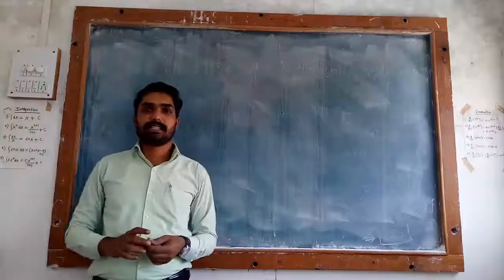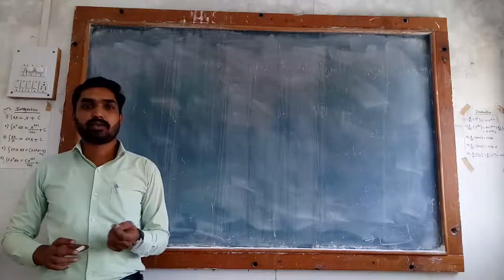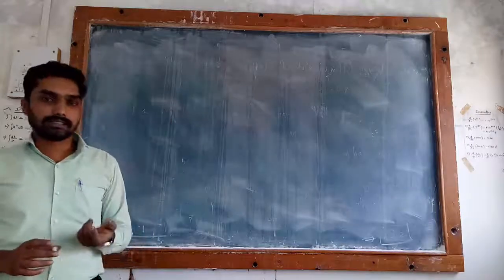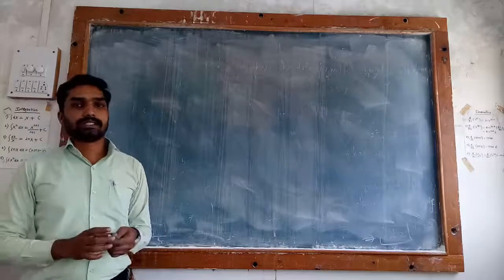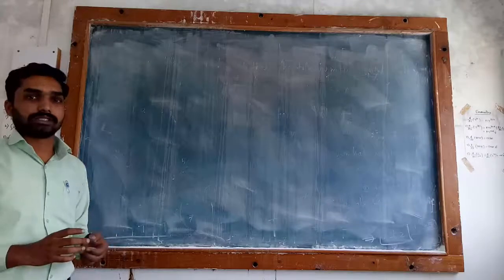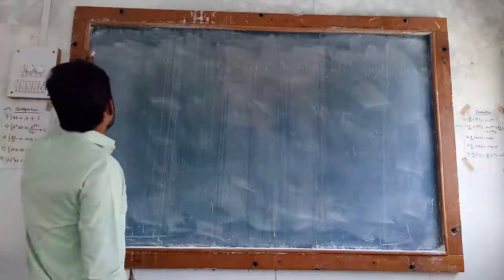Hello friends, in the previous lecture we have seen what is meant by tautology, what is meant by contradiction and what is meant by contingency. So let us take examples on tautology, contingency and contradiction. We have to check that. So let us take the first question.